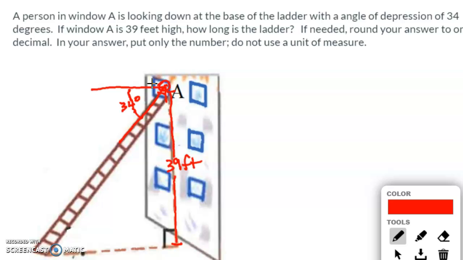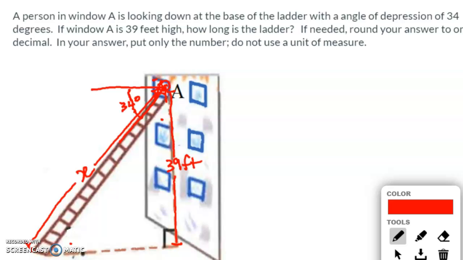And what are we trying to find? How long is the ladder? So we're trying to find this length. Now, we have this right triangle here, but we don't know any of the angles within the triangle. However, we do know that angle of depression, which is 34 degrees. So we have two ways of figuring out either this angle or this angle.